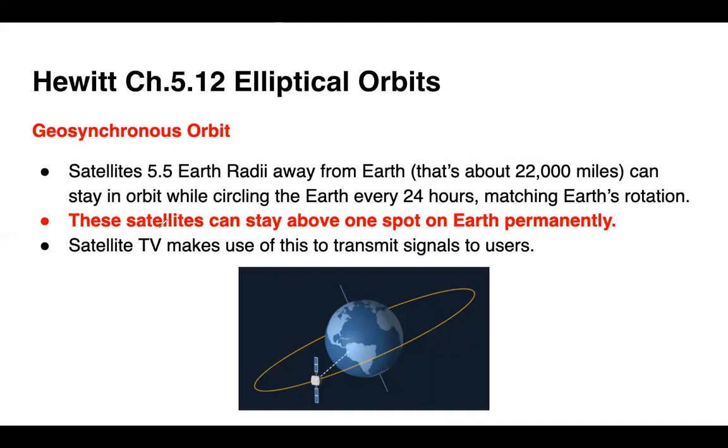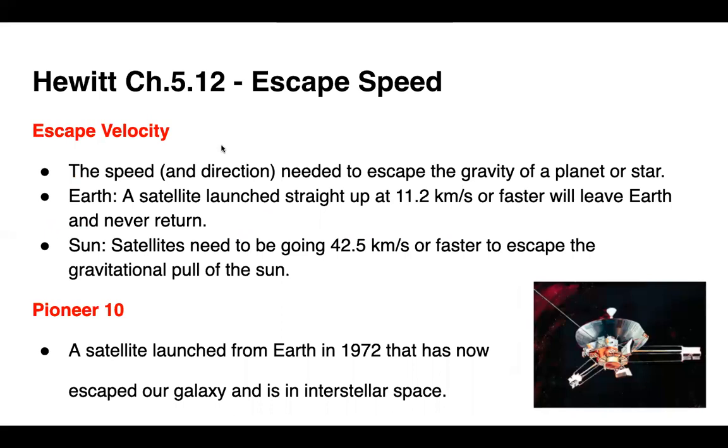this often, especially with, again, TV satellites and cell phone towers and things like that, because they usually get the satellite hovering above a certain region, like certain parts of North America, that then they provide service to all the users in that area. So think of, again, geosynchronous orbit as satellites that can stay above one spot on the Earth permanently because they're matching the Earth's rotation, right? 24-hour orbit and 24-hour rotation of the Earth. Okay, that's geosynchronous orbit. Last part of chapter 5.12 is escape velocity.